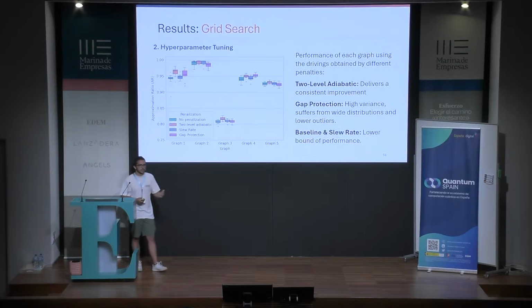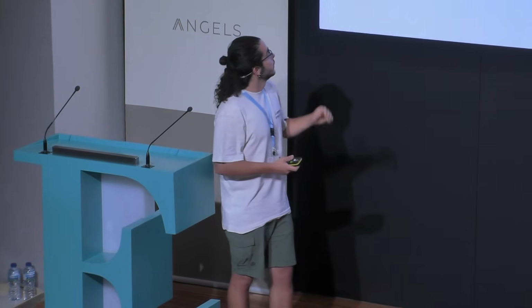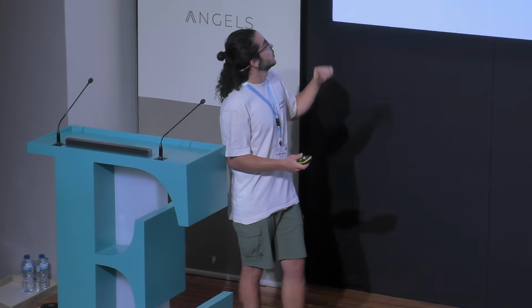We see that this is the one that performs the best in terms of median approximation ratio along all the graphs. The improvement is marginal, but it is consistent along all the graphs. If you look at the green and blue boxes, which represent our baseline and the slew rate term, we see that the performance is basically the same in all the graphs, and these are generally the ones that perform the worst.